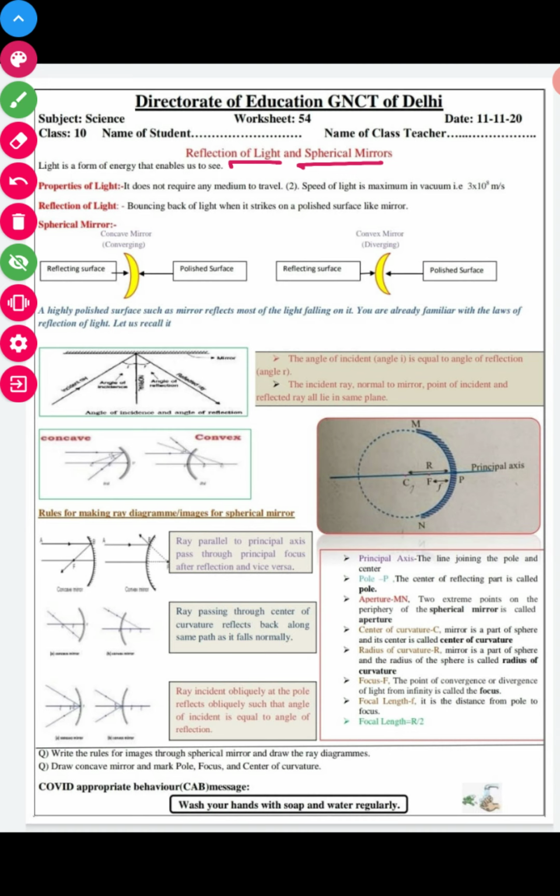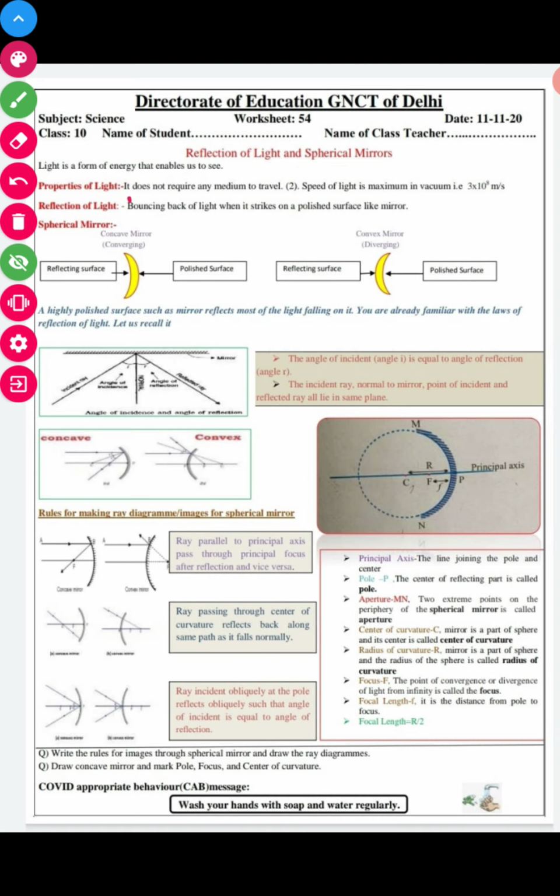Can you imagine that we can see anything without light? No, we can't see anything without light. See, if you are somewhere in a dark room, are you able to see the things? No, we will not be able to see things at all without light. So, light plays a very important role in our life. Light is a form of energy that enables us to see. This is the only energy through which we will be able to see the objects around us.